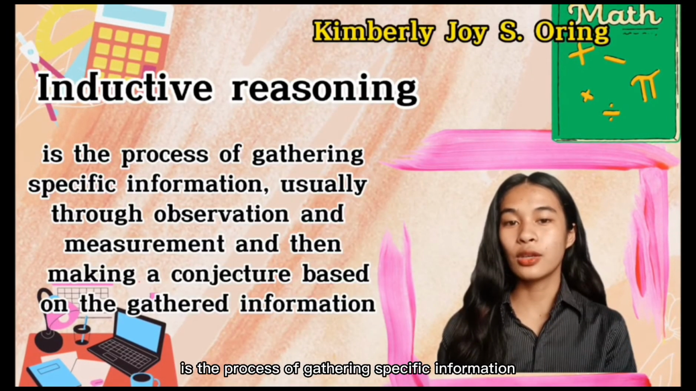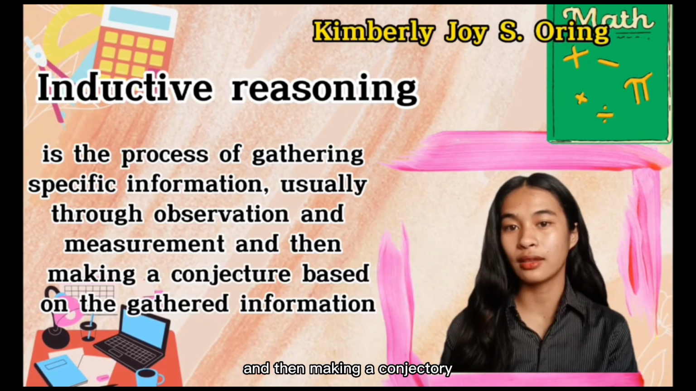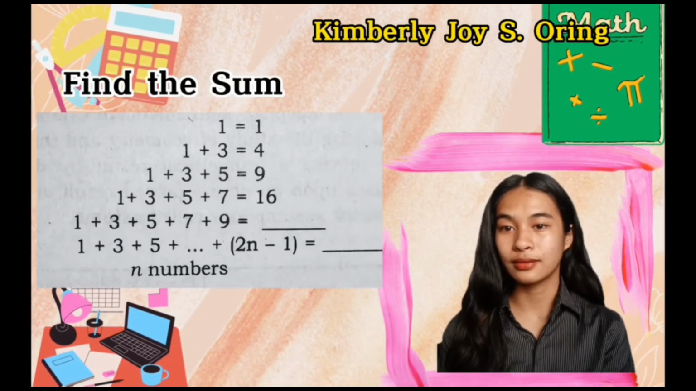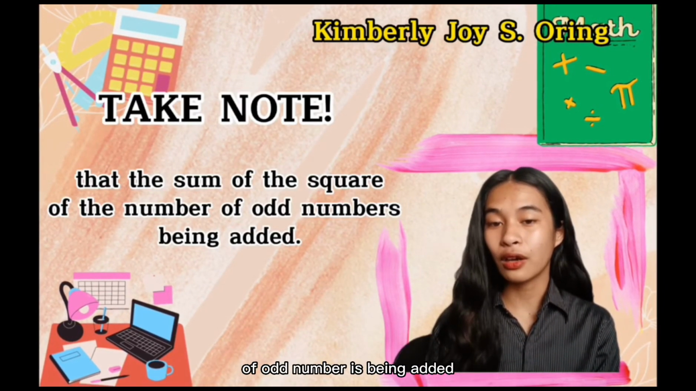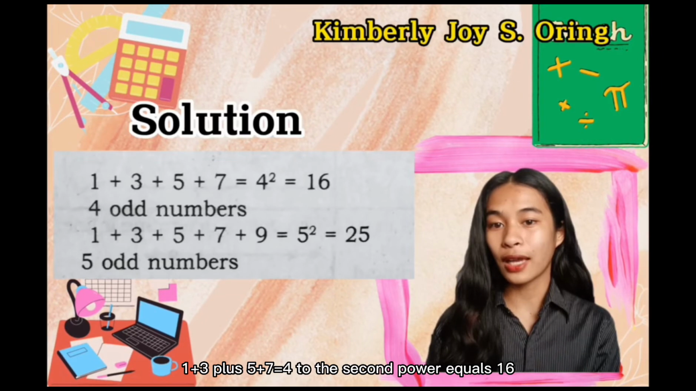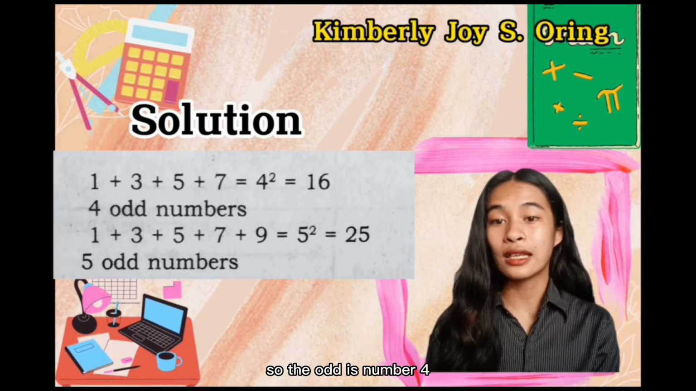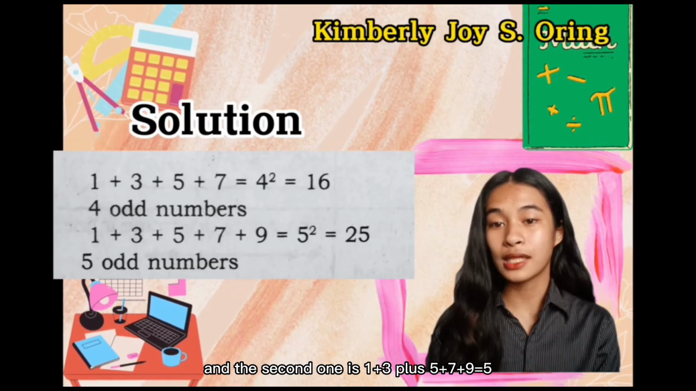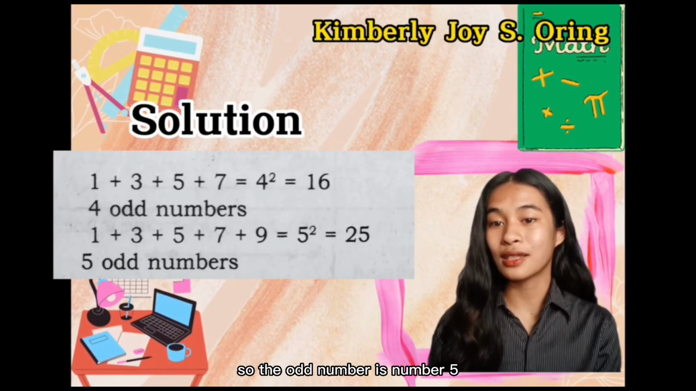Inductive reasoning is the process of gathering specific information, usually through observation and measurement, and then making a conjecture based on the gathered information. For example, take note that the sum of the odd numbers is being added. So this is the solution. 1 plus 3 plus 5 plus 7 equals 4 to the second power equals 16. So the odd number is number 4. And the second one is 1 plus 3 plus 5 plus 7 plus 9 equals 5 to the second power equals 25. So the odd number is number 5.